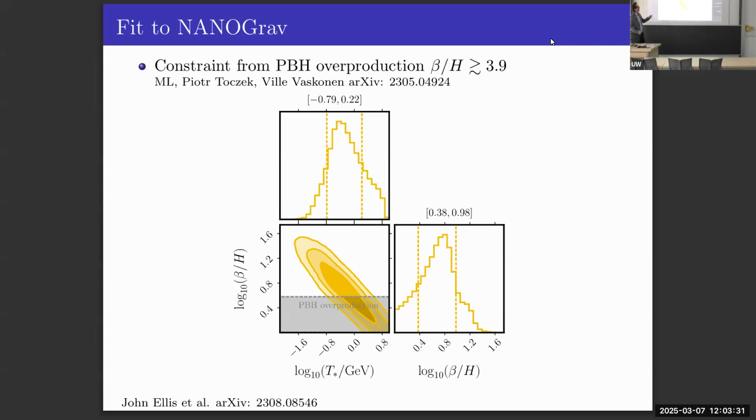So the transition is indeed as strong as it can be, or the bubbles are as large and energetic as they possibly can be without running into obvious problems. So this is the first result.